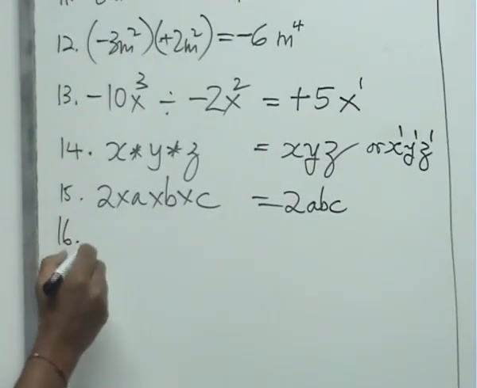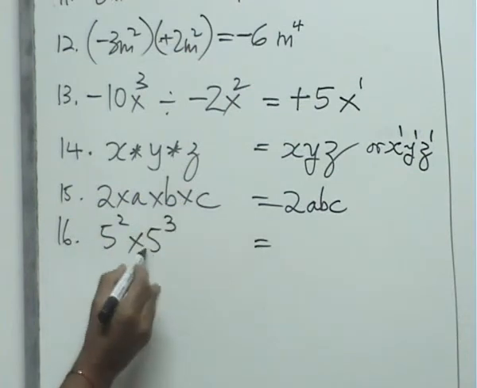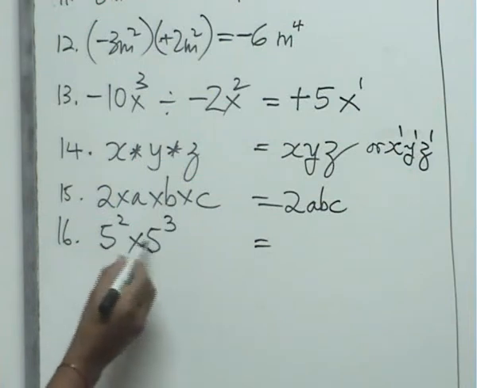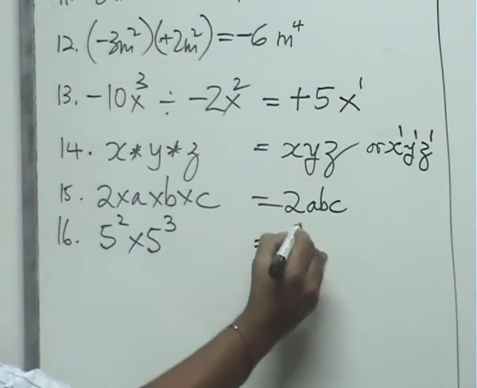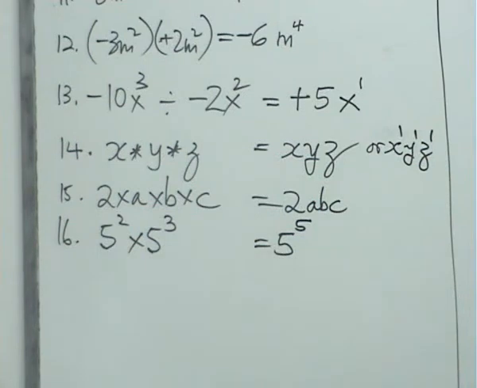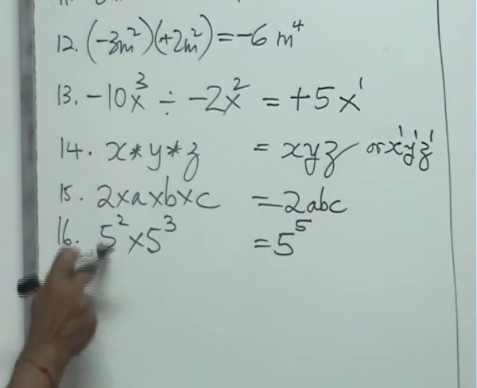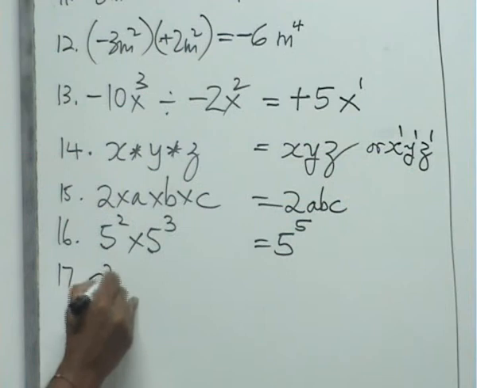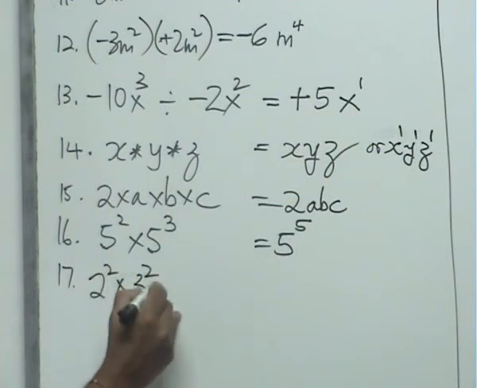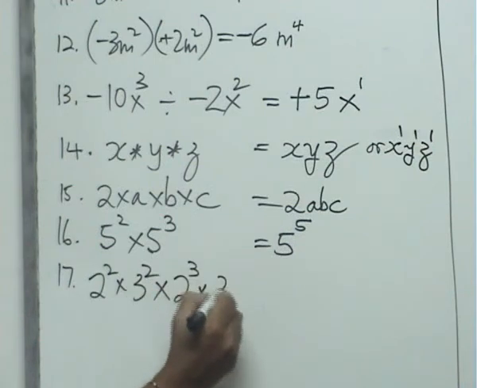Number 16. 5 squared times 5 cubed. Now remember, the base can be a number or a letter. This time the base is a number, so the base is 5. You write down 5 once. And then you add the indices, 2 plus 3, 5. So remember, the base can be a letter or the base can be a number. Number 17. 2 squared times 3 squared times 2 cubed times 3 to the 4.